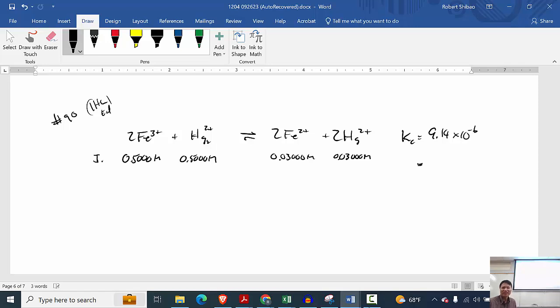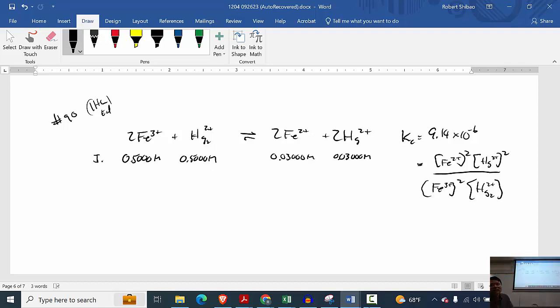Okay, Kc here is just going to be the product concentration. So the iron 2 plus, this is going to be squared. There's a mercury 2 plus. This will be squared also. Divided by the iron 3 plus. This will be squared. And the mercury 1, the mercury 1 is to the first power, so we don't square that.